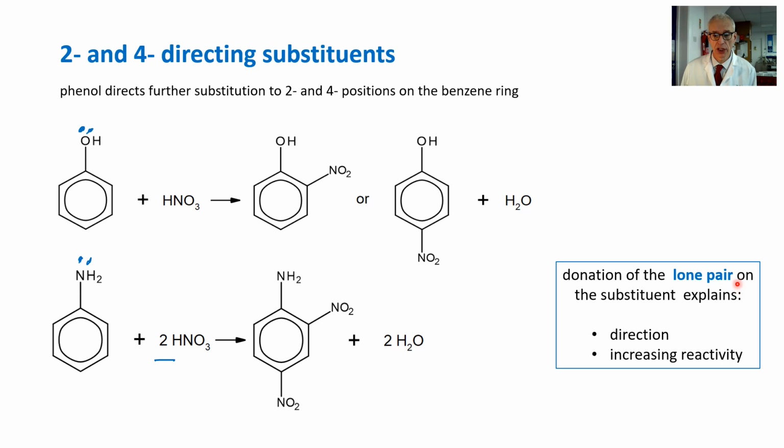We're looking for the donation of the lone pair. So the lone pair can be donated into the benzene ring, into the delocalized pi system, and that controls, as we discussed earlier, or explains the increasing reactivity of phenol, and would also explain the increased reactivity of phenylamine, but it also explains the directing effects of phenol and phenylamine, both of which are 2,4 directing.